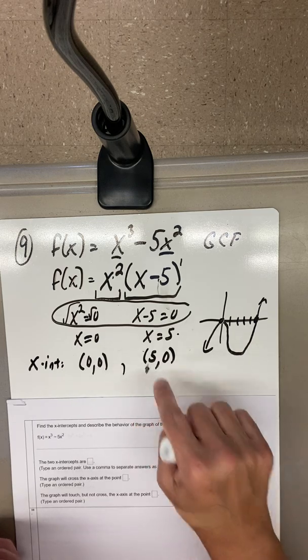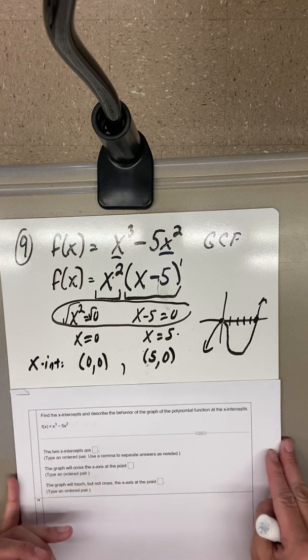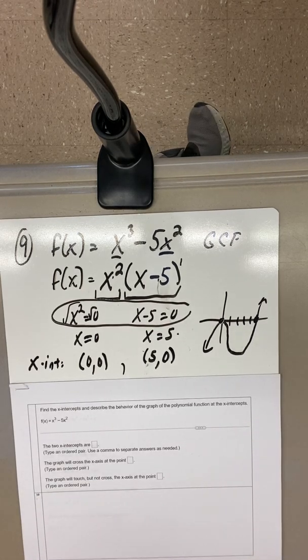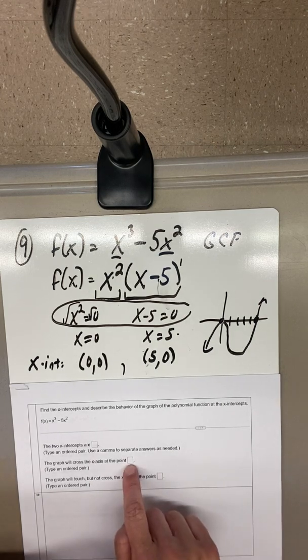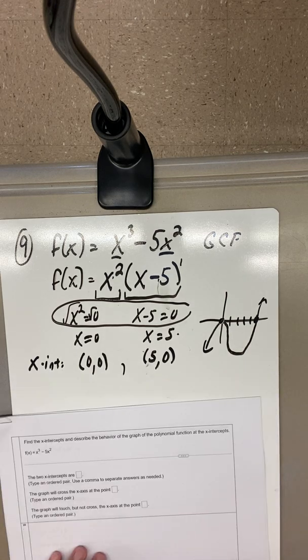You're supposed to separate them with a comma. Make sure you read the stuff in parentheses because it'll remind you how to write your answer. You can lose points by not typing your answer correctly, as I'm sure some of you know. Also, the graph crosses at 5, 0. The graph touches but doesn't cross at 0, 0. Okay.